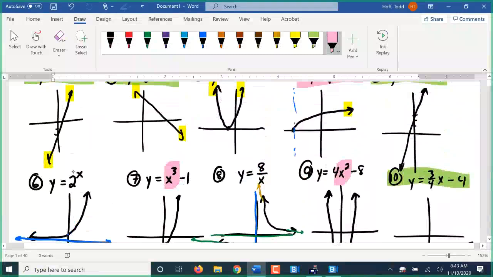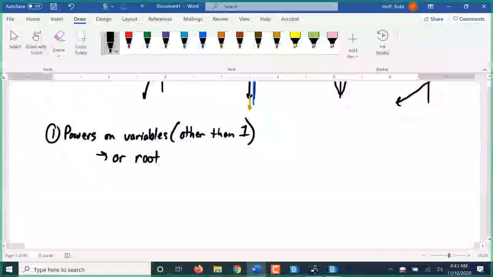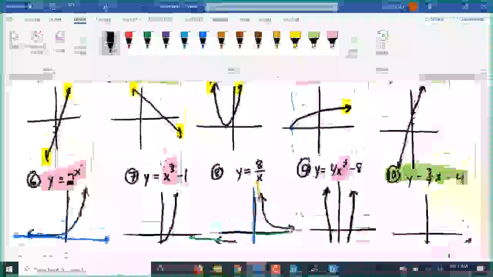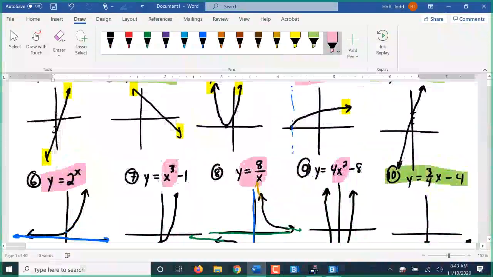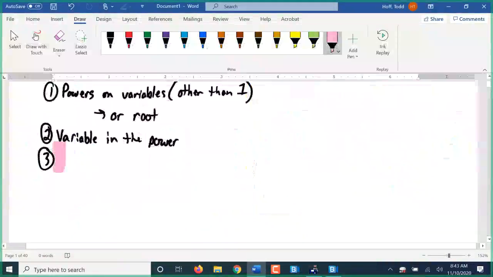Going back up here, this one. Here, the variable x is the power, 2 to the power of x. So we can't have a variable in the power either. And the final thing we can't have is right here. We're divided by x. 8 divided by x. We cannot divide by a variable.